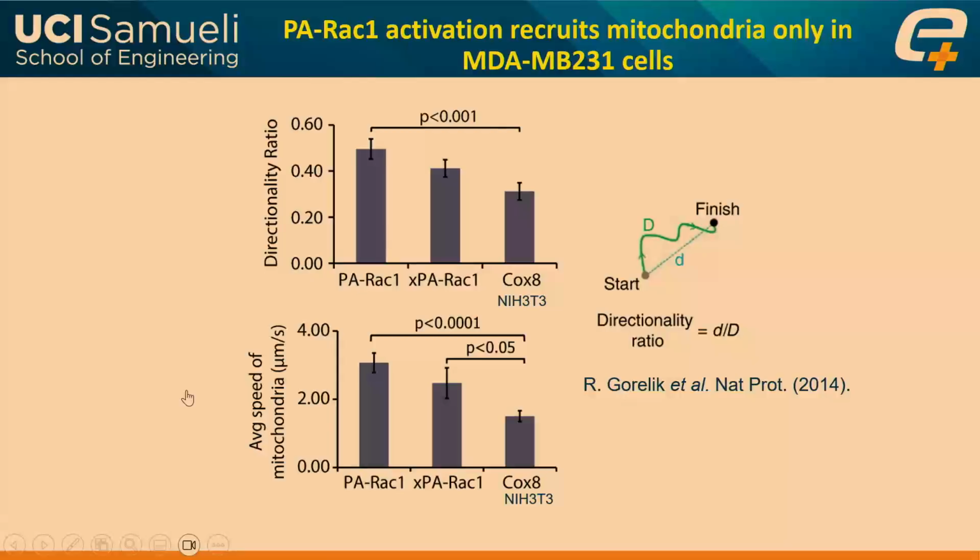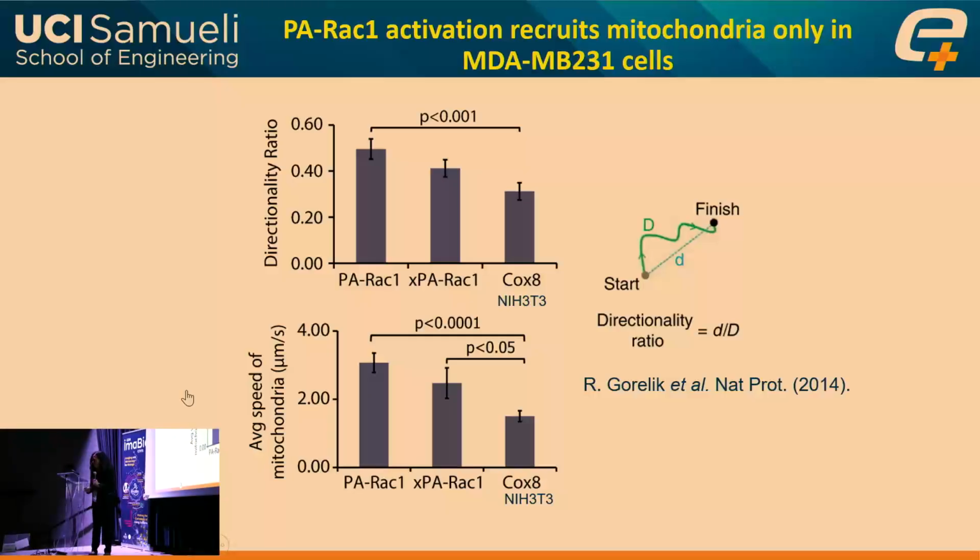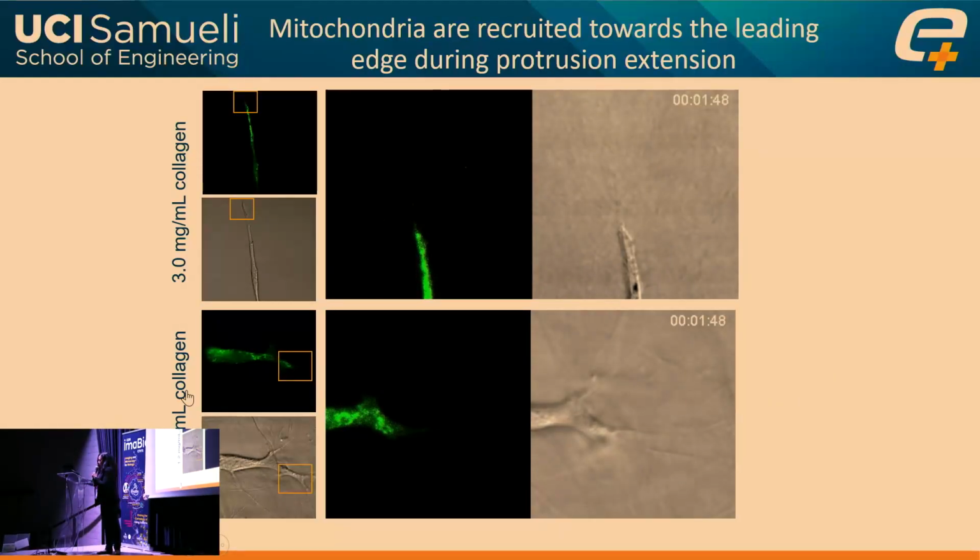So we did many of these studies, and what we found is that if we photoactivate RAC, there is a directionality preference. If we don't photoactivate RAC and just wait for a long time for the cells to move, we do see still a directionality ratio increase. But for the control cells, these are non-cancer cells, there's a decrease in the directionality ratio. And of course, the speed of the mitochondria also increases as we photoactivate RAC.